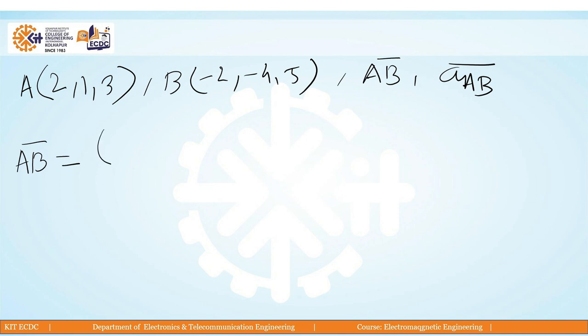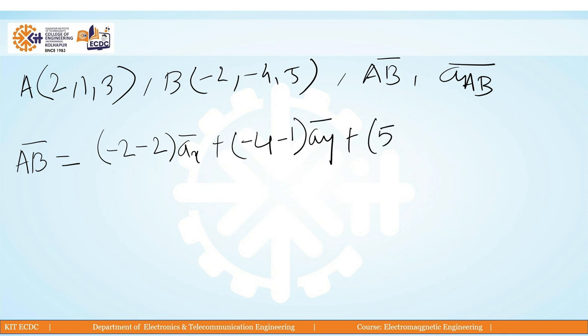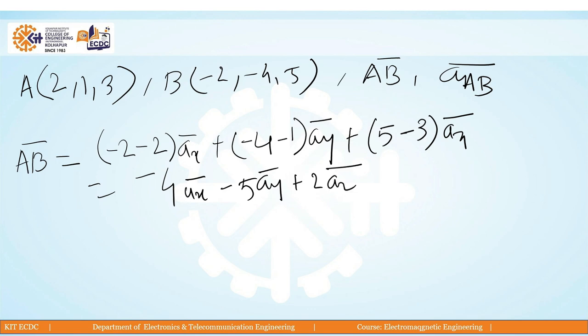Okay. So, minus 2 into AX bar plus, the end point of the Y coordinate is minus 4, the start point is 1. So, minus 4 minus 1 AY bar plus 5 minus 3 AZ bar. So, the answer is minus 4 AX bar minus 5 AY bar plus 2 AZ bar. So, vector AB is equal to minus 4 AX bar minus 5 AY bar plus 2 AZ bar.